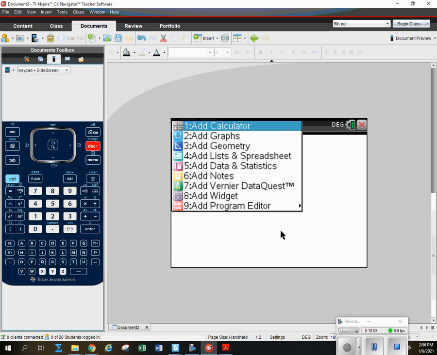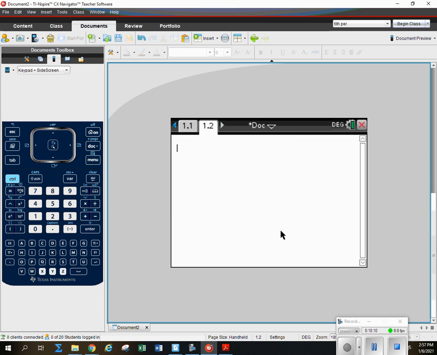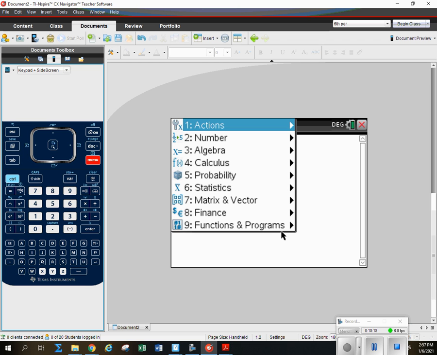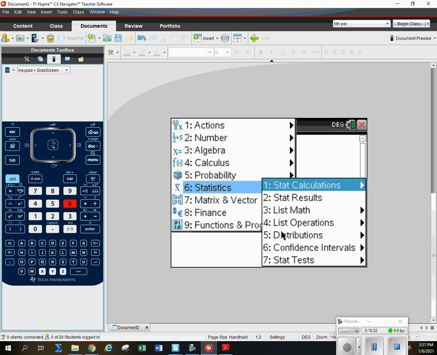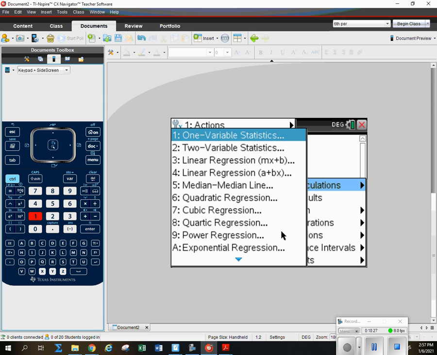Our directions on our list say that we want to add a calculator page, so that's choice 1, so we hit the button 1, and now we have a calculator page. Looks like what we have when we're in the scratch pad. We're going to follow these steps: press menu, then select 6 for statistics, so I push my number 6 on my keypad. Then I want to select 1, which is stat calculations.